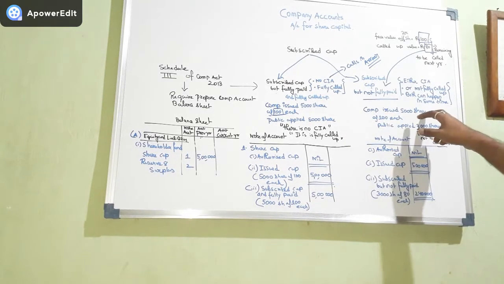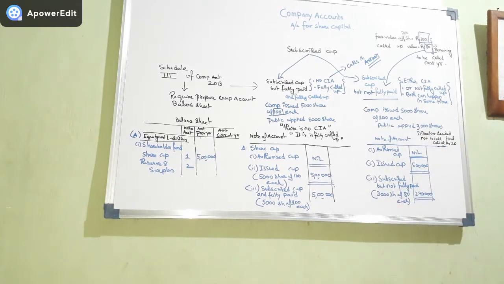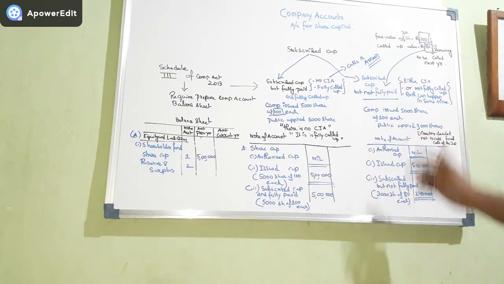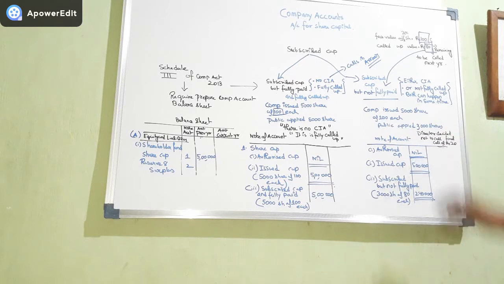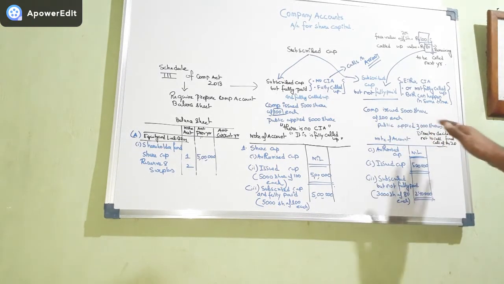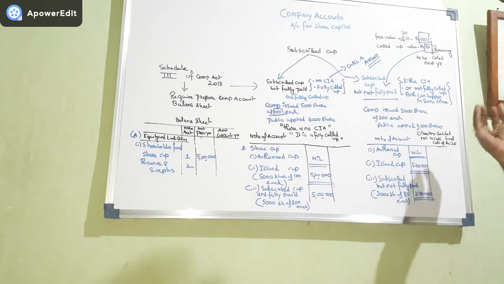So the company has issued 5,000 shares of 100 each. Public has applied for 3,000 shares. So there may be an undersubscription, as we talked about in the previous slide. It doesn't matter, against 5,000, the company is getting applications for 3,000 shares. But the director of the company has decided not to make the final call of rupees 20. The director is not bothered to call this 20 rupees per share in this year. So the company is not going to get that 20 rupees per share in this year.